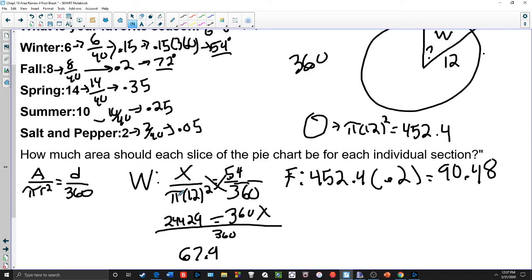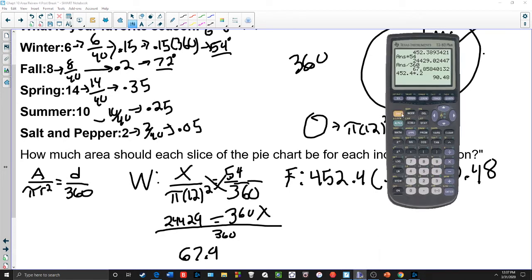It works the same for winter as well. Winter we got 67.9. I could have easily done 452.4 times 0.15 and gotten 67.86, which is, again, 67.9 when rounded. So you can use the fact that there are percentages here to quickly get your answer by sidestepping the whole area of the sector bit.